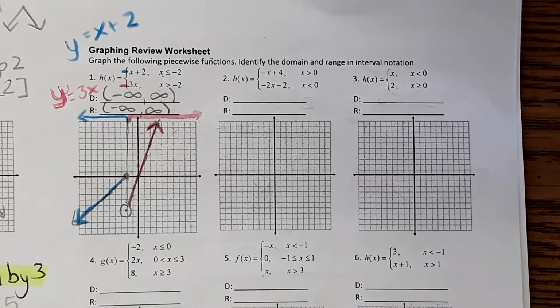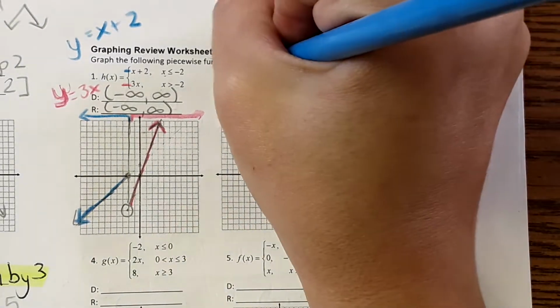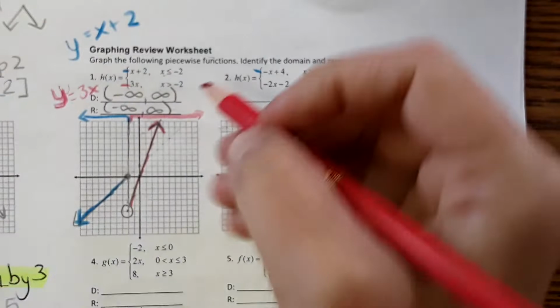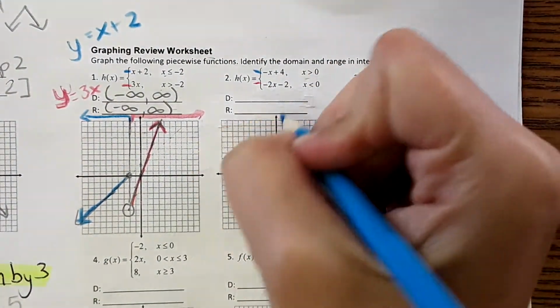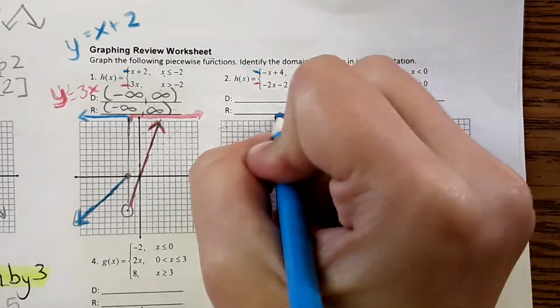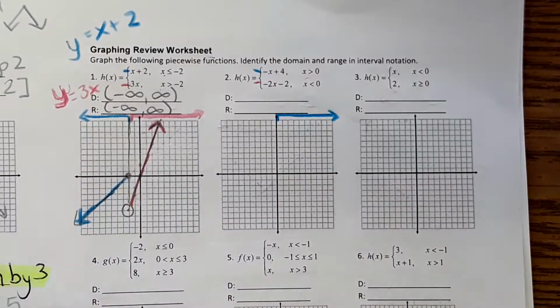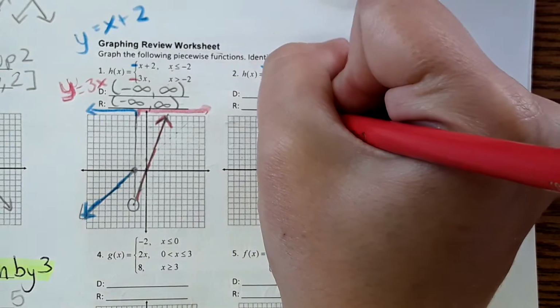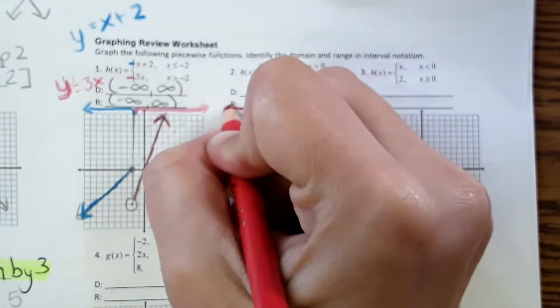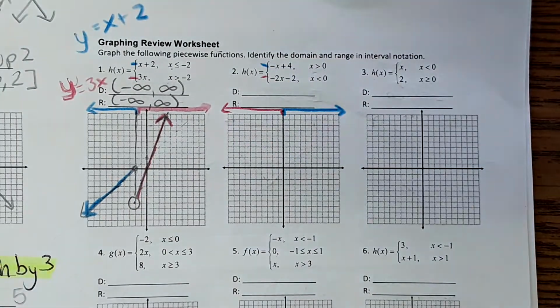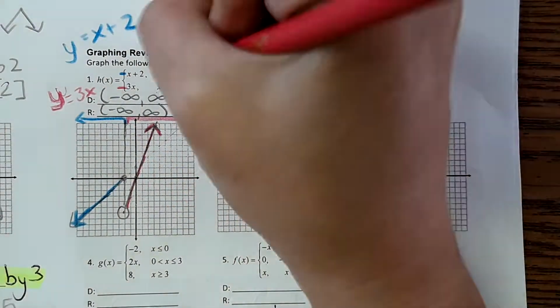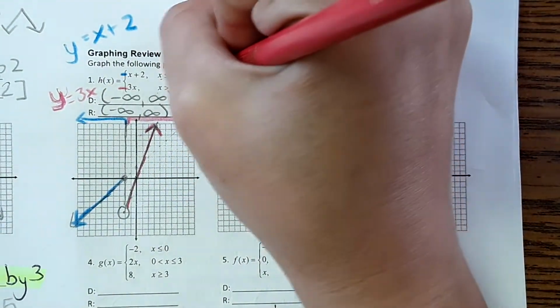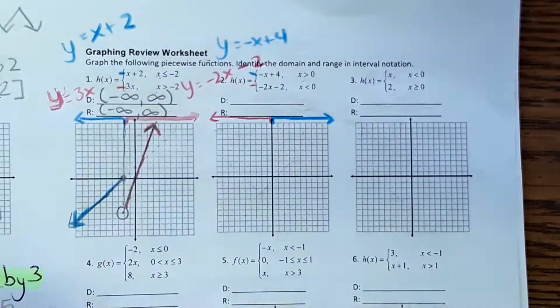Okay, next one. We'll do top one blue and bottom one red again. X is greater than 0, so that would be everything greater than 0 this way. And the bottom one, x is less than 0. So everything less than 0 this way. Y equals -x plus 4. And y equals -2x minus 2.